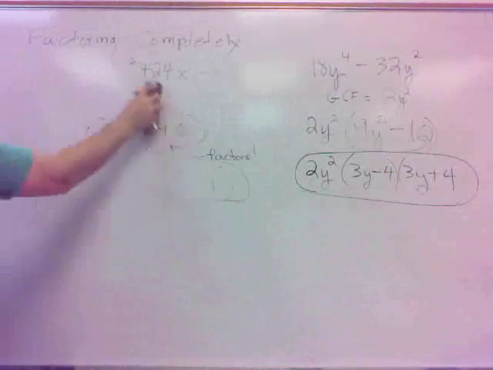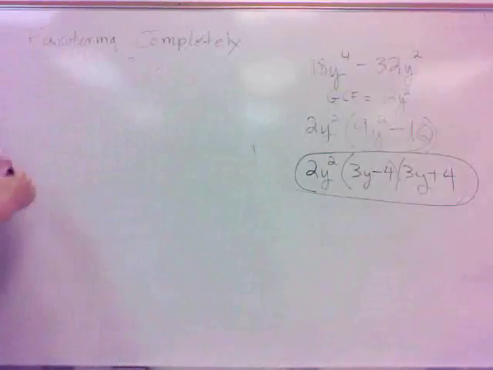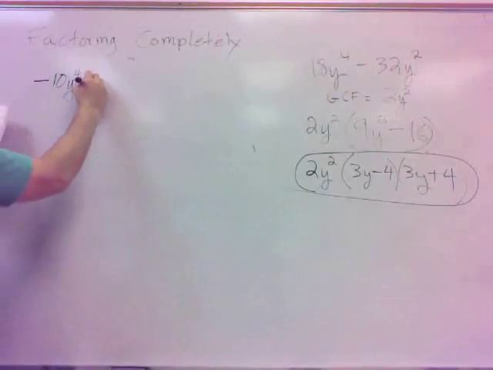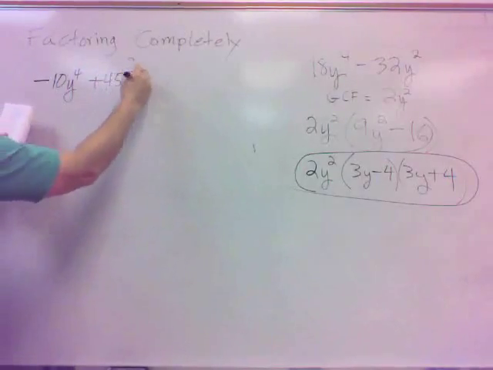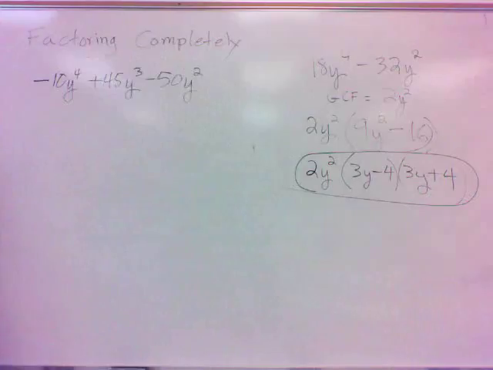All right. How about this one? Minus 10y to the 4th plus 45y cubed minus 50y to the 2nd.